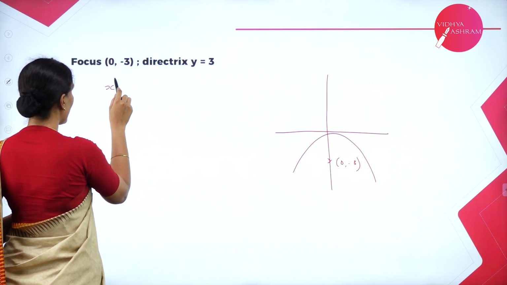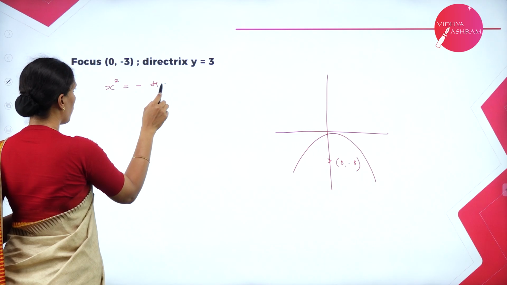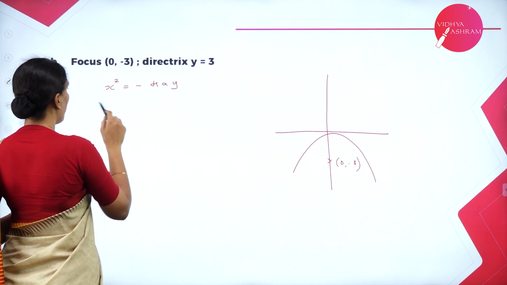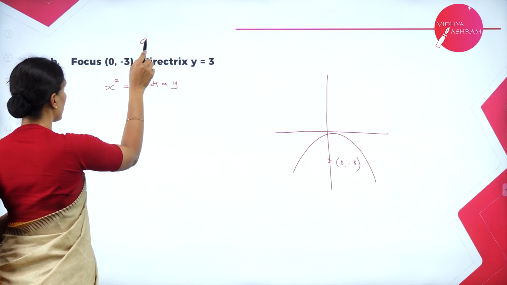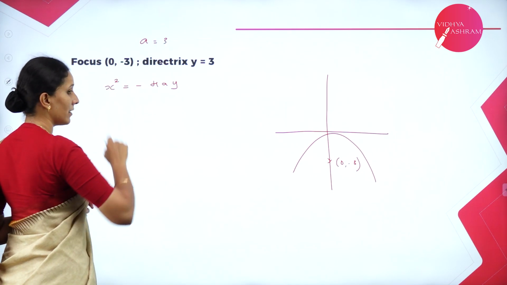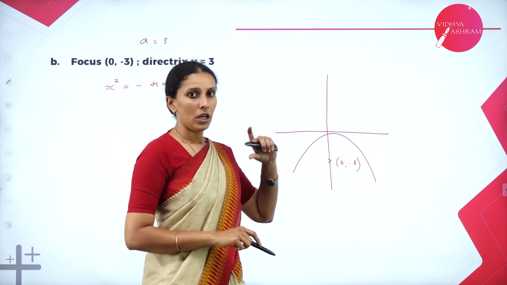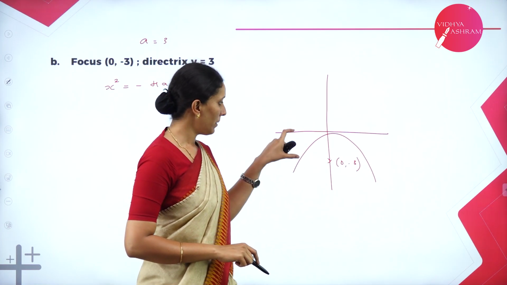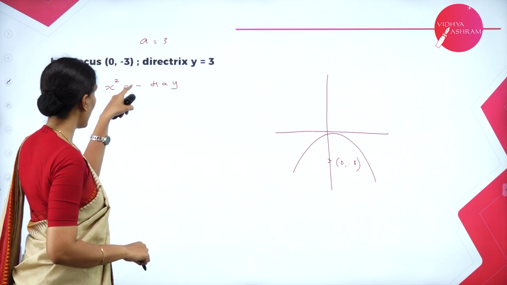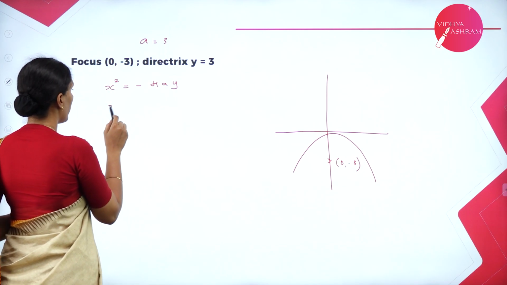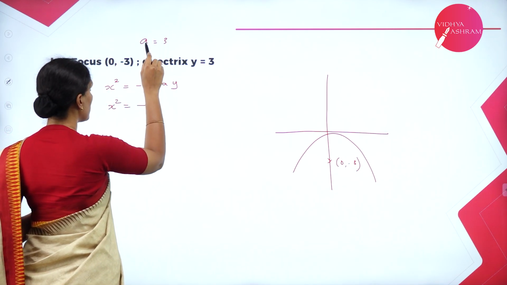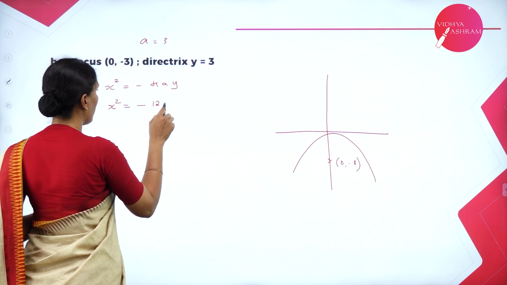So equation is x square is equal to minus 4ay. So value of a is given 3. Don't take it as minus 3, because since the coordinate itself is minus 3, a takes the value minus 3, but the distance is 3. So therefore a is equal to 3 here. So x square is equal to minus 4 3s are 12y.